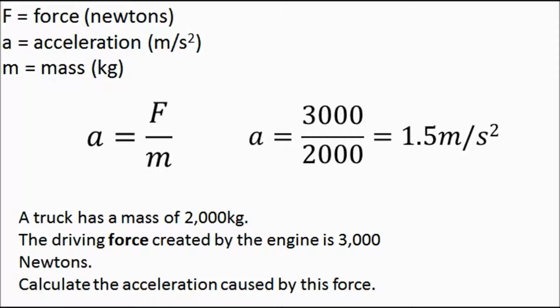Now, let's look at a question. A truck has a mass of 2,000 kilograms. The driving force created by the engine is 3,000 newtons. Calculate the acceleration caused by this force. Well, it tells you the mass and it tells you the driving force. So it's force over mass. a equals F over m. Force is 3,000, mass is 2,000, so it's 1.5 meters per second squared.